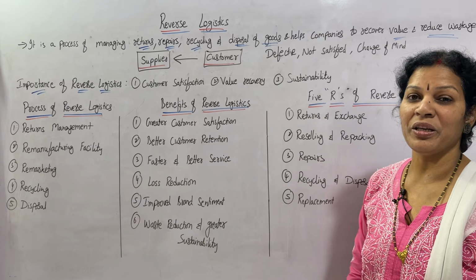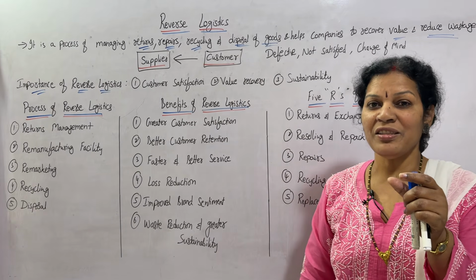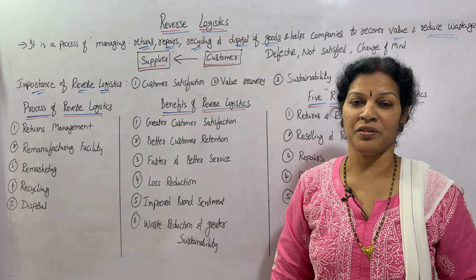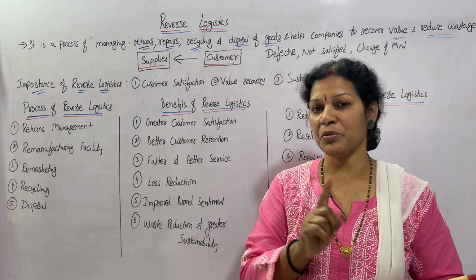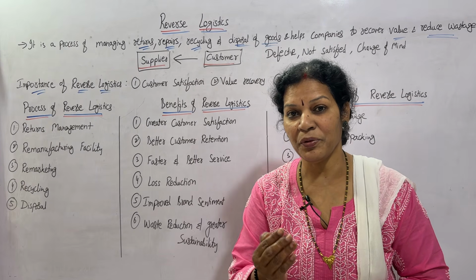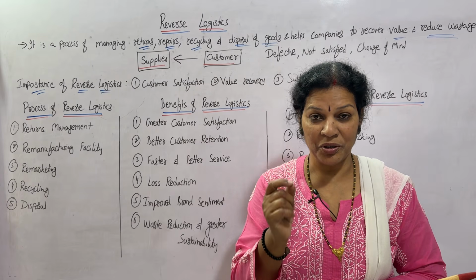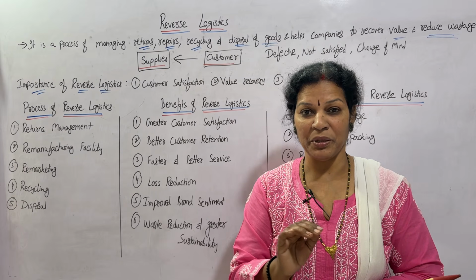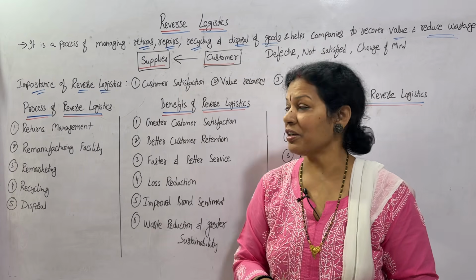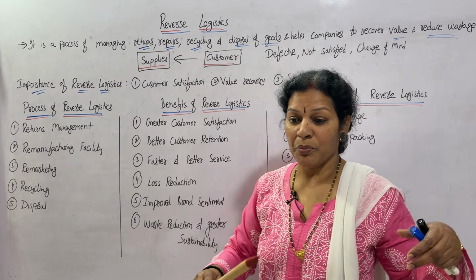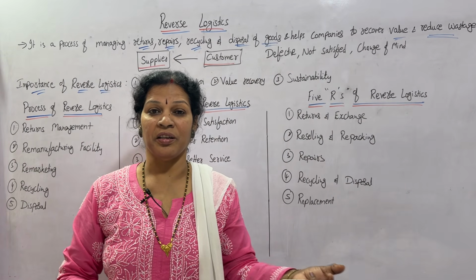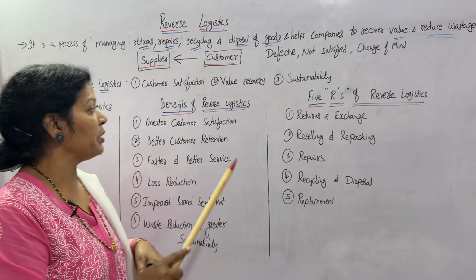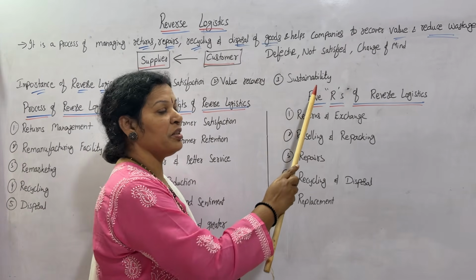And also value recovery. Whenever there is a chance of returning goods, the price will be a little higher than the actual price. Suppose I am selling goods at a cost of 1000 rupees, where there is a chance of returning the goods, I want to increase it by at least 100 or 50 rupees. Then I keep the price at 1050 or 1100 and sell the goods. In such cases, what happens? Value recovery. If one customer out of 10 is returning, the loss can be recovered through the rest of the 9 customers. In that way, value recovery is possible. And also sustainability.